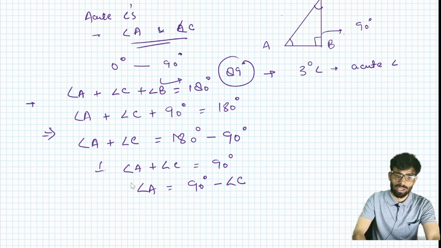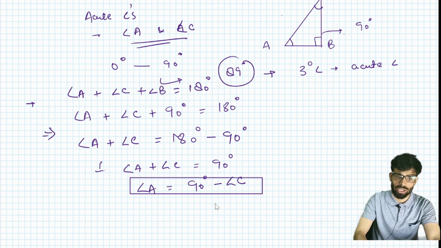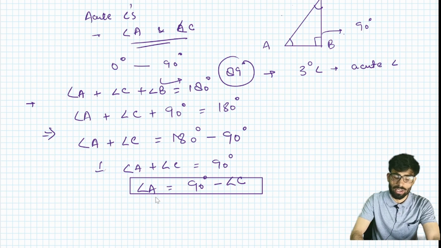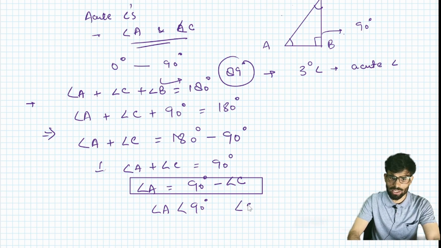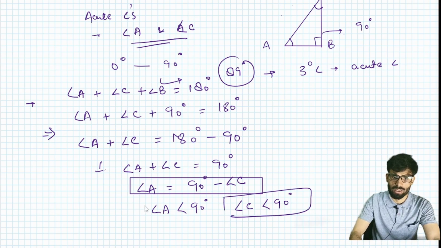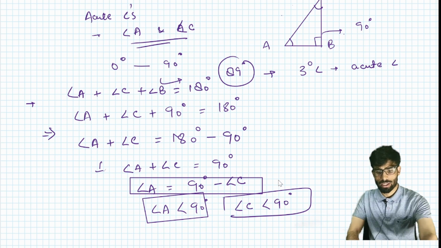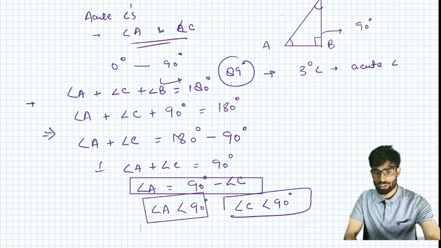That means what this relation actually manifests is that angle A is less than 90. So as with angle C, it is also less than 90. These both angles are below 90 degrees.